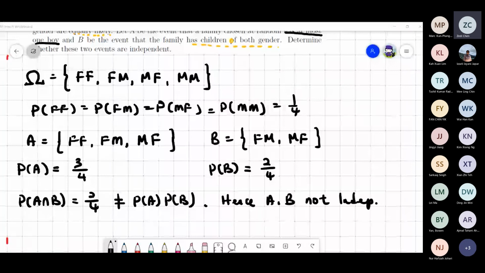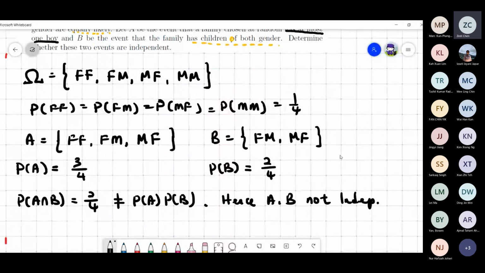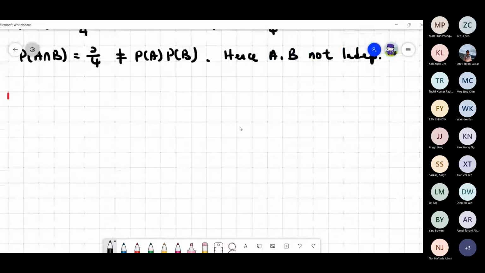Okay, so I think the next one will be more challenging. Question 4. I think question 4 is also quite straightforward. Right, so let's proceed to question 4.